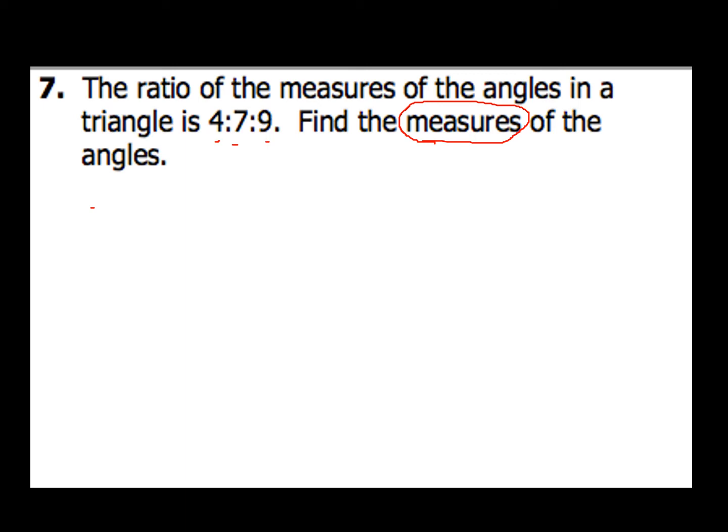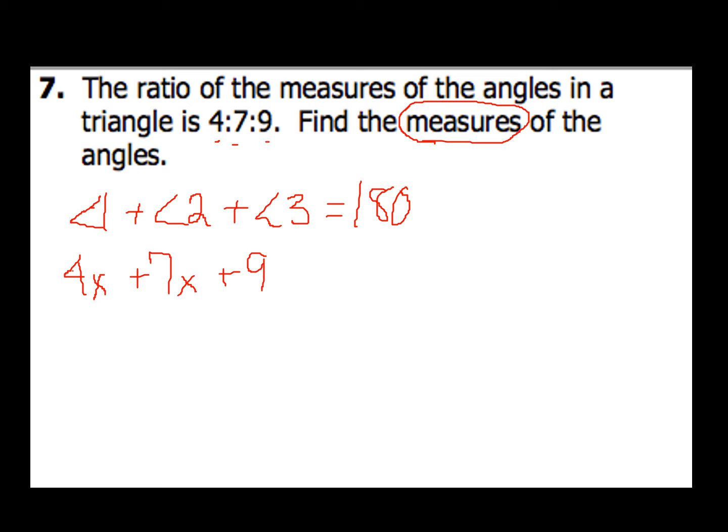Okay. We know we're going to have to find 3 things in order to solve this. We also know that in a triangle there are 3 angles, angle 1 plus angle 2 plus angle 3. 3 angles in a triangle add up to 180 degrees. So now let's figure out what the extended ratio is. And the extended ratio is 4, 7, and 9. So this is going to be 4x, this is going to be 7x, and this is going to be 9x.